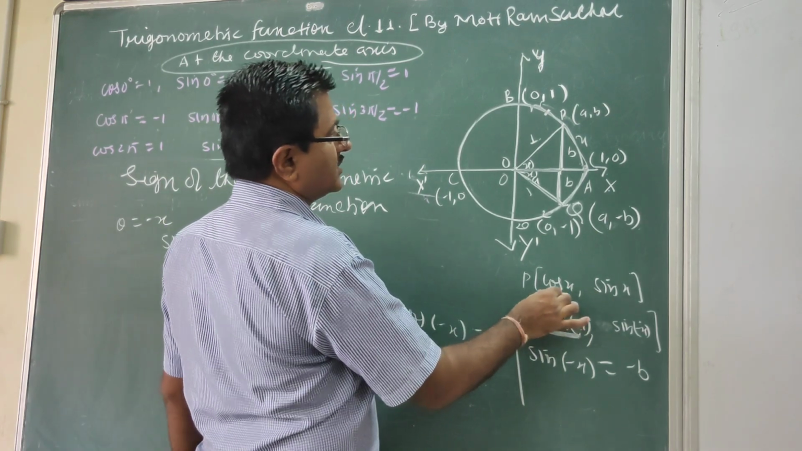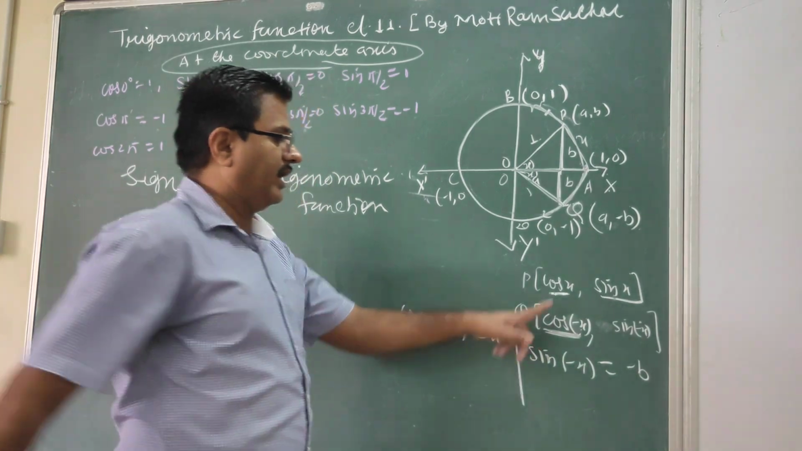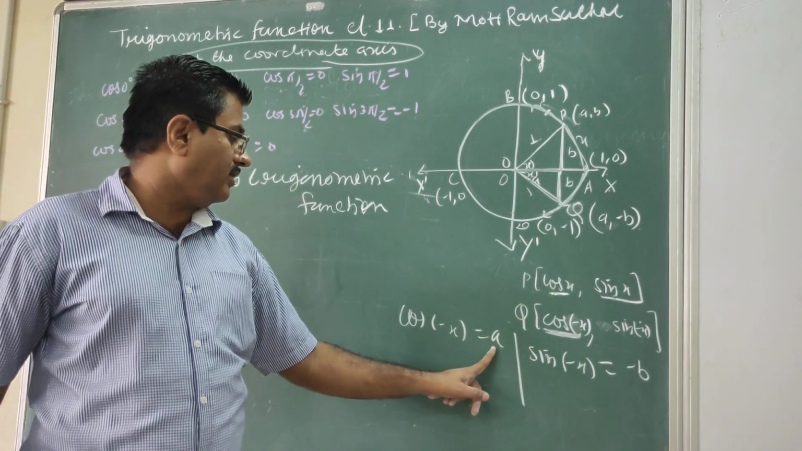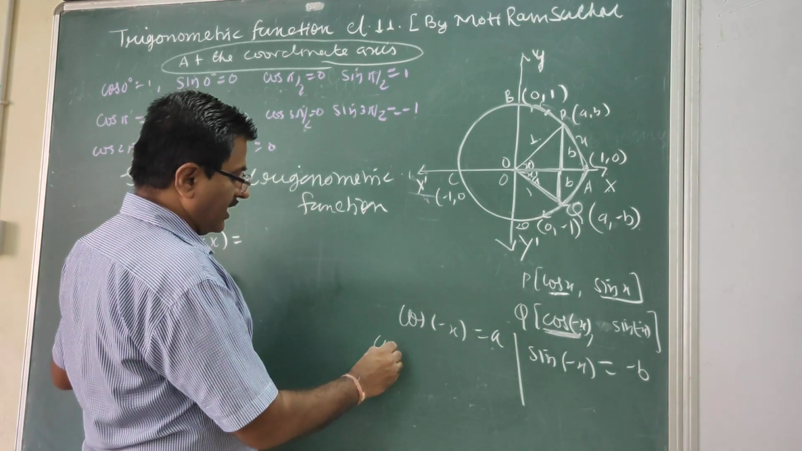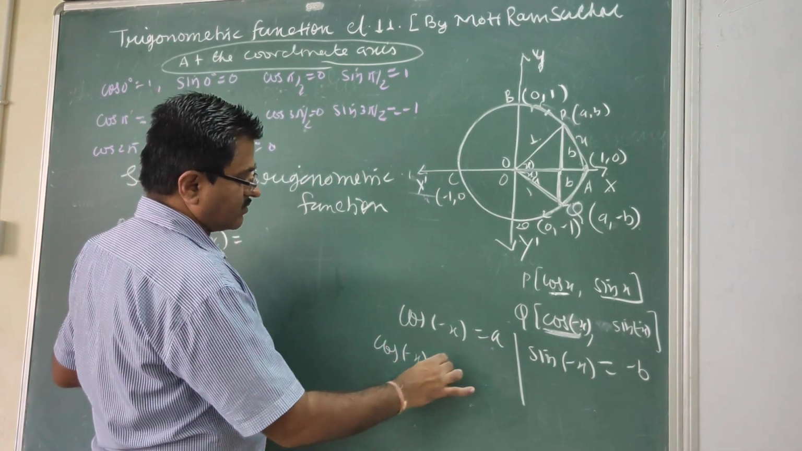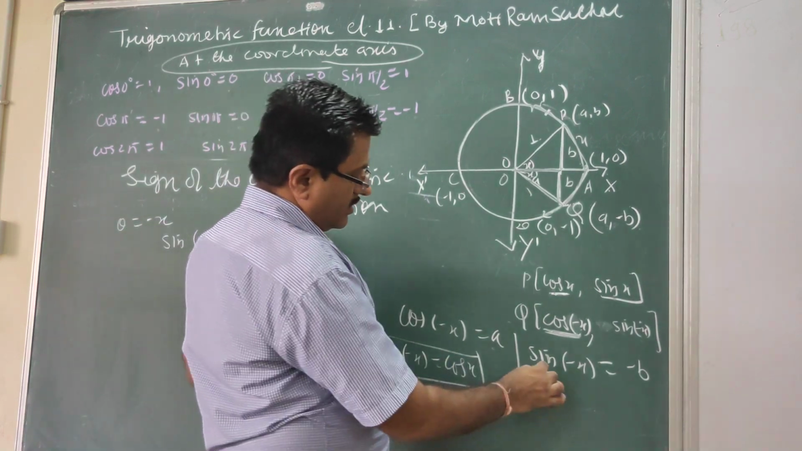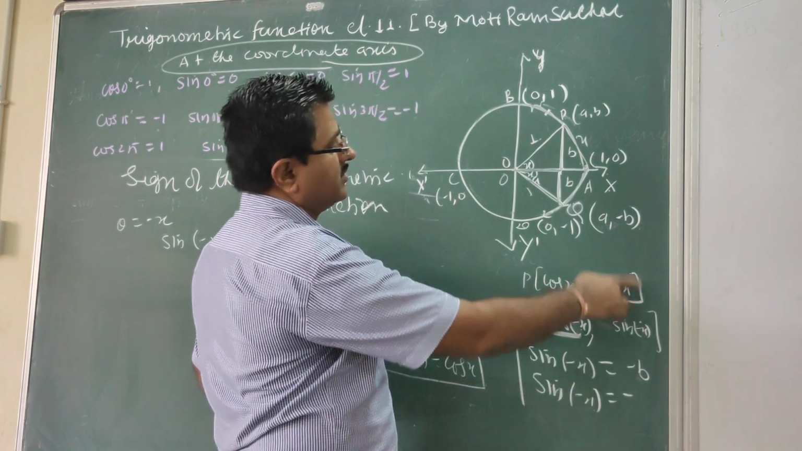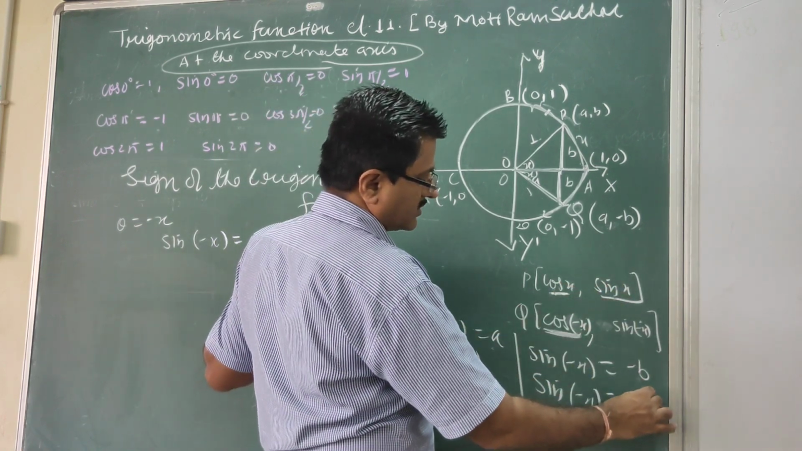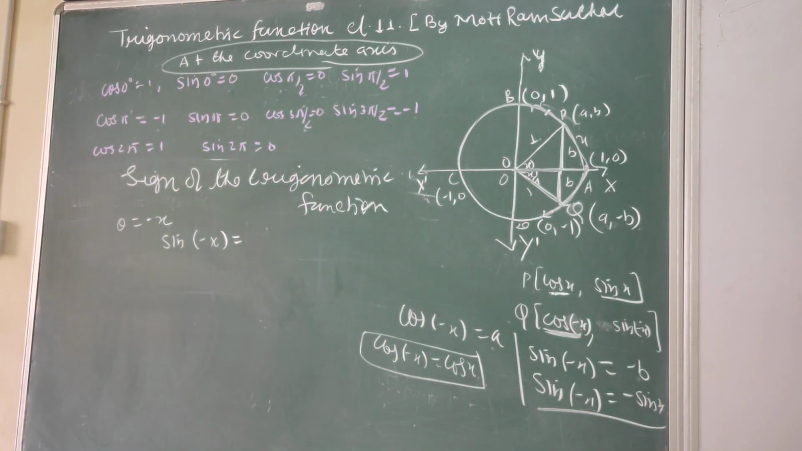So what is the value of A? That is cos x. A is cos x and B is sin x. So A can be replaced by cos x. So what we get? Cos of minus x equal to cos x. This is very important. And sin of minus x equal to minus B. B means sin x.